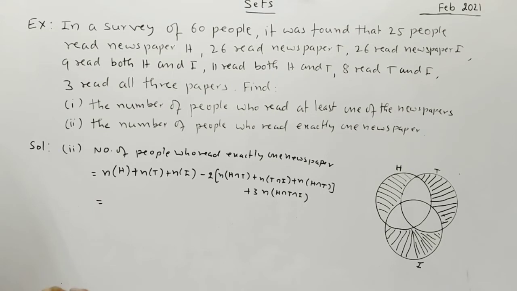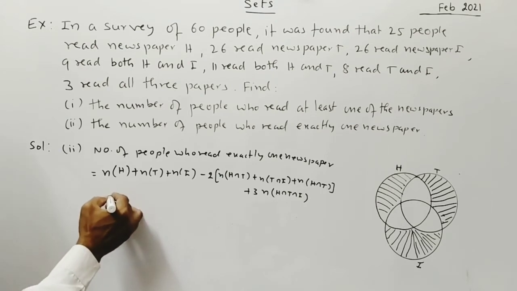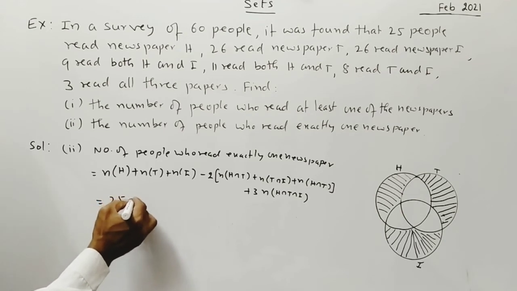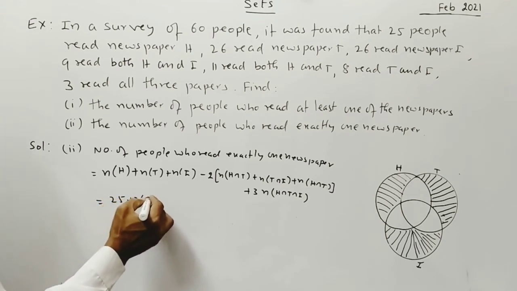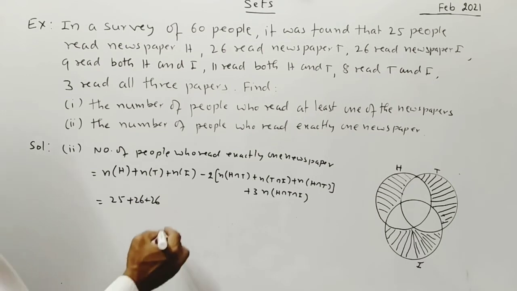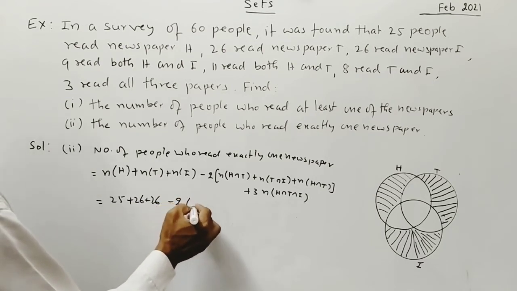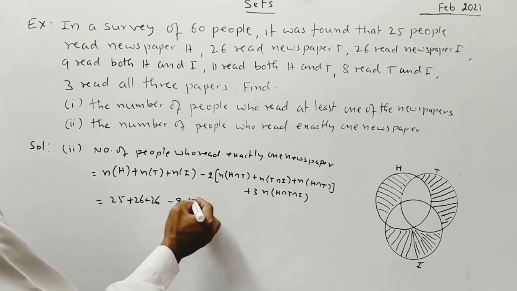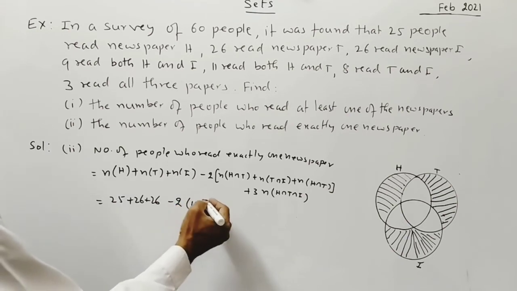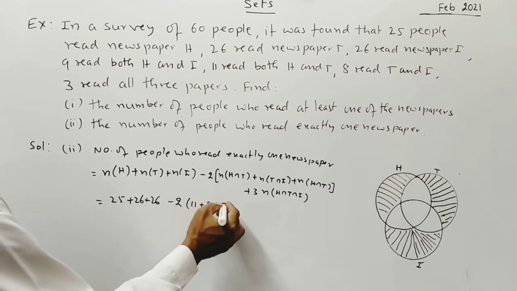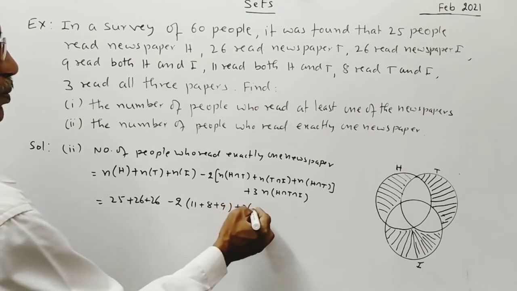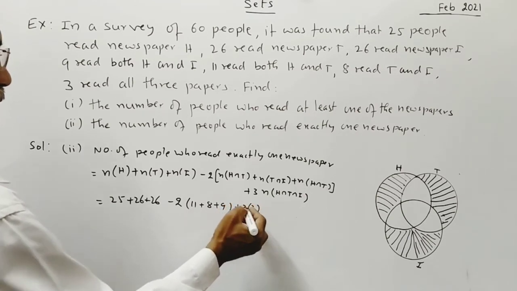This is equal to 25 plus 26 plus 26 minus 2 times (11 plus 8 plus 9) plus 3 times 3.